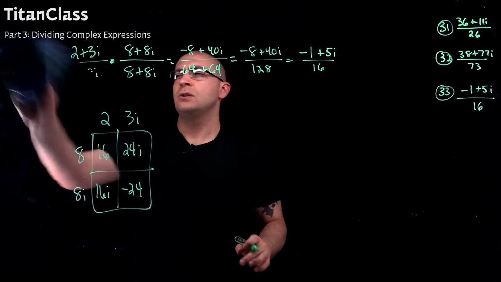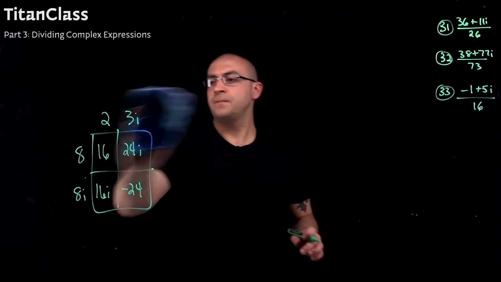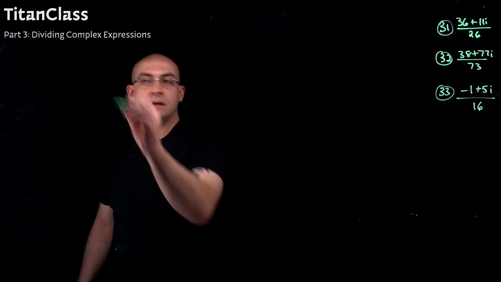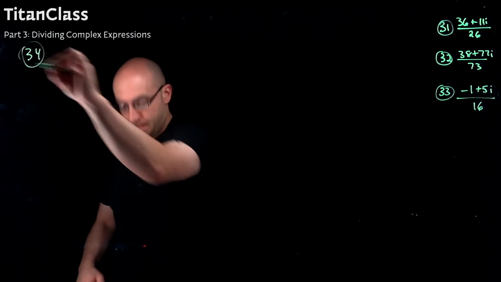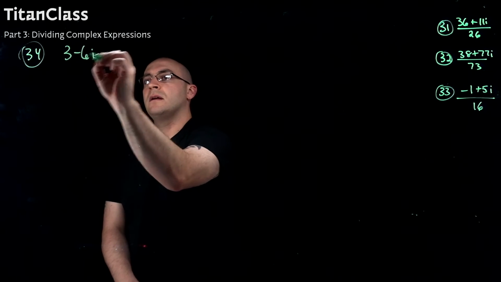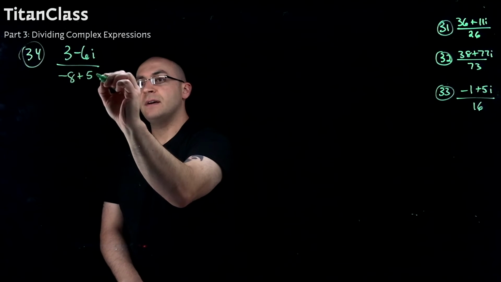I wanted to do 2 more. Let's get 2 more in here. Let's see where we're at in terms of time. 34. 3 minus 6i over negative 8 plus 5i.